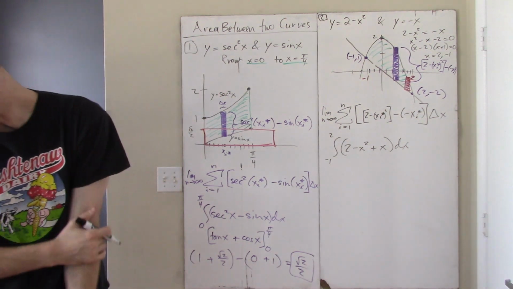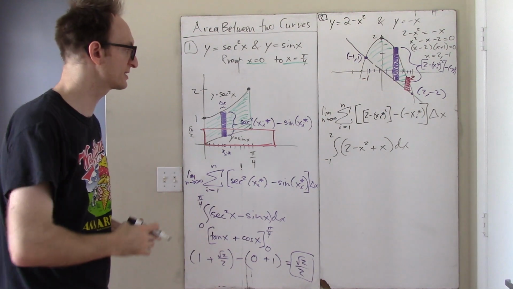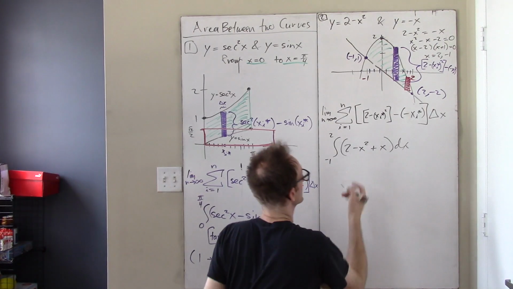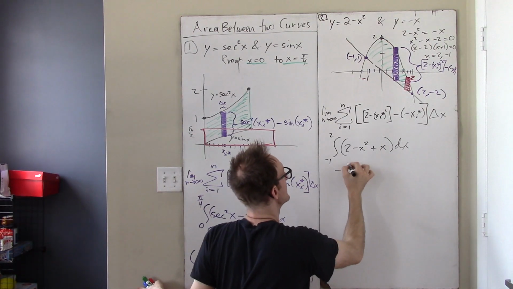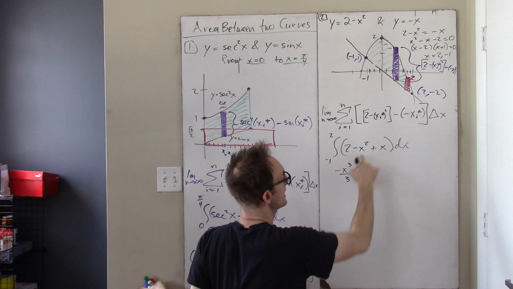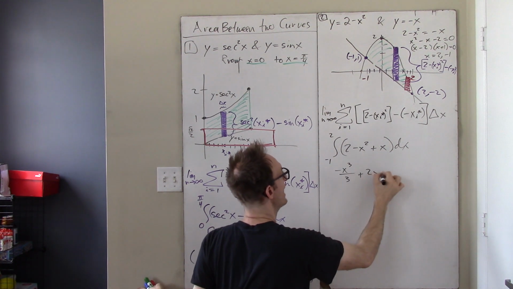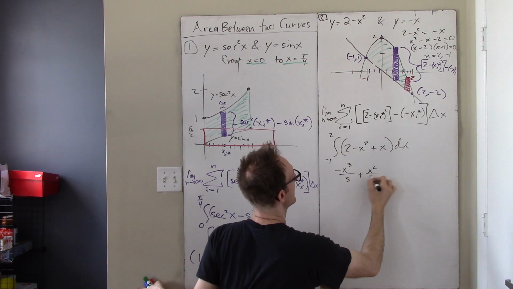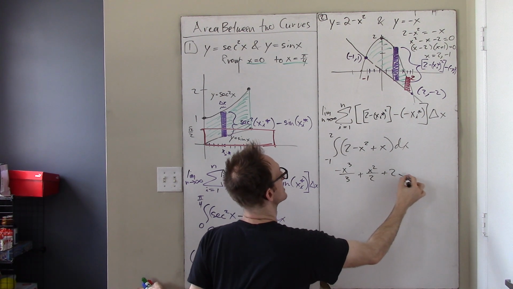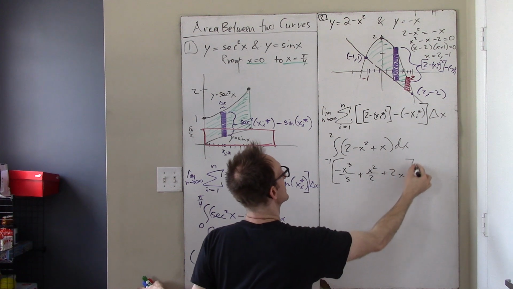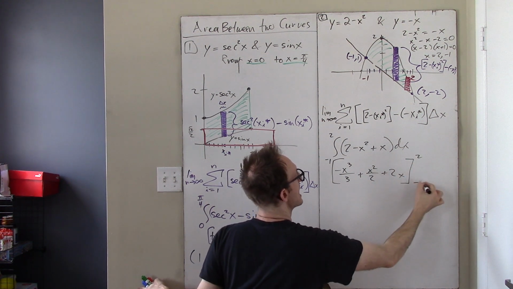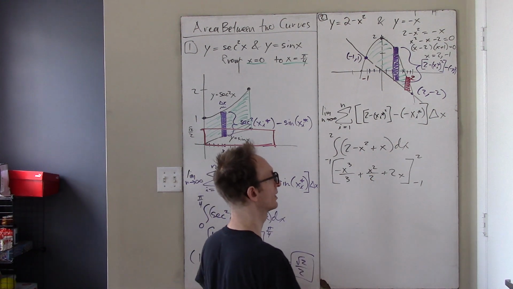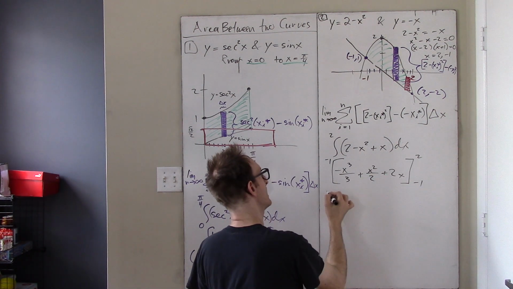Alright, and this integral is easy, but if you're going to do this by hand accurately, you do need to be careful. So let's go. Here you get negative x cubed over 3 is the antiderivative of negative x squared, plus x squared over 2, and then plus 2x. This is me just rewriting this in normal order.